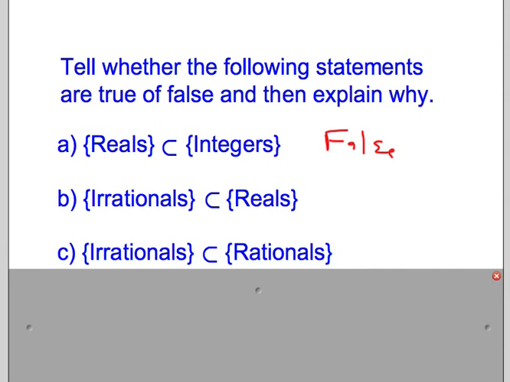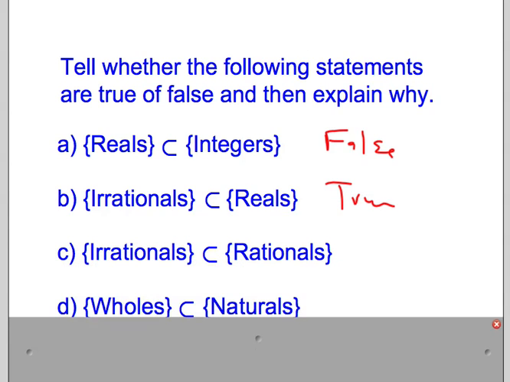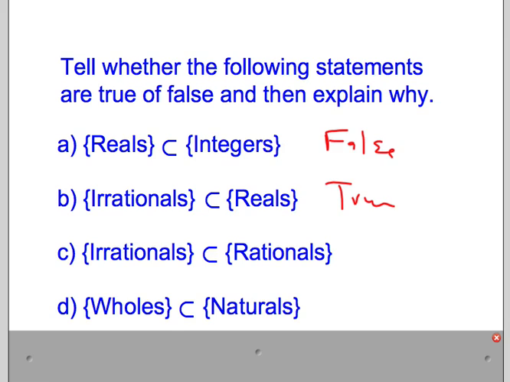Okay. Here on B. Are the irrational numbers a subset of the reals? Are the irrationals a smaller part of the reals? Yes. So that is a true statement. The irrationals are a subset of the reals. That's true. Okay. The irrationals a subset of the rationals? No, they're polar opposites. So that's a false statement. Neither one of those is inside of the other, so it can't be a subset.